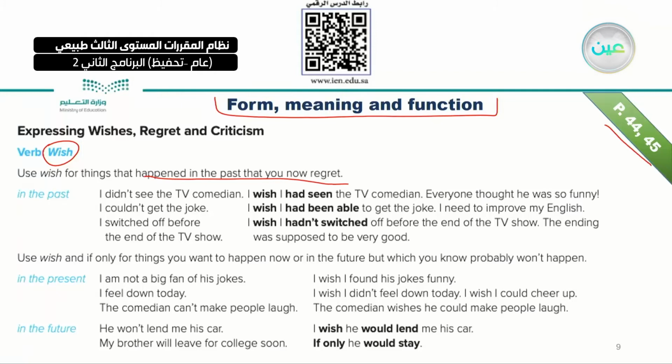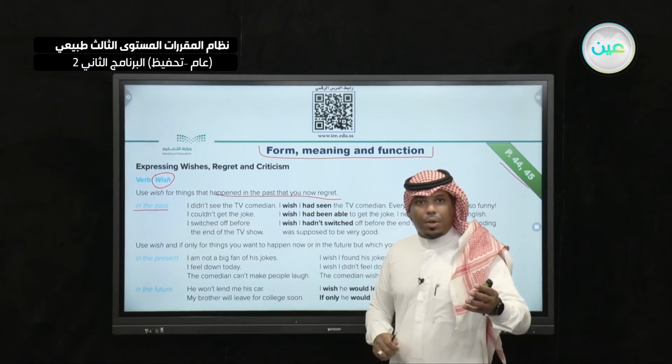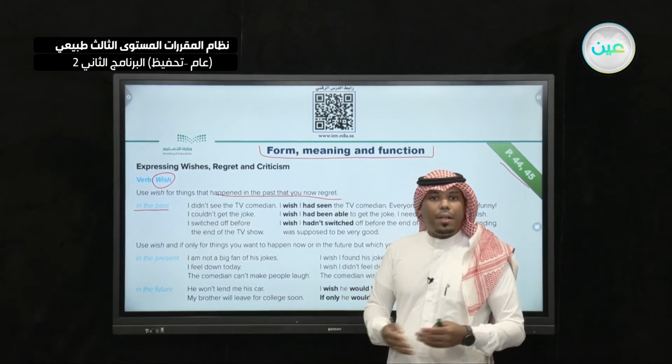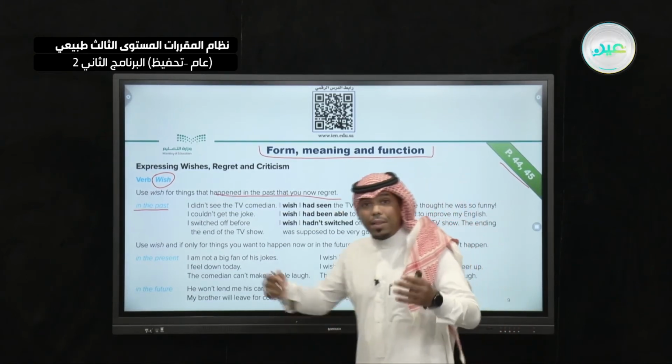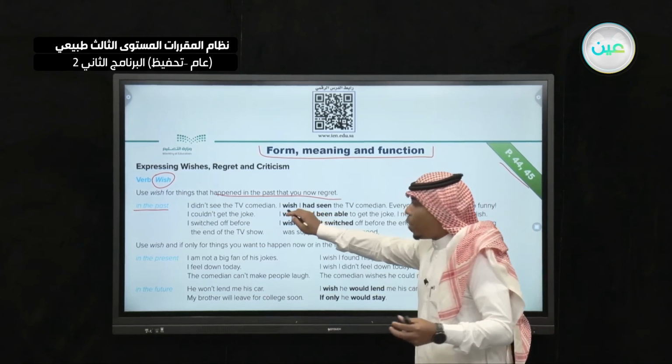I couldn't get the joke. I wish I had been able to get the joke. I need to improve my English. I switched off before the end of the TV show. I wish I hadn't switched off. Now look, here I'm talking about the past. If the real situation was in the past, then I have to use the past perfect here with wish.